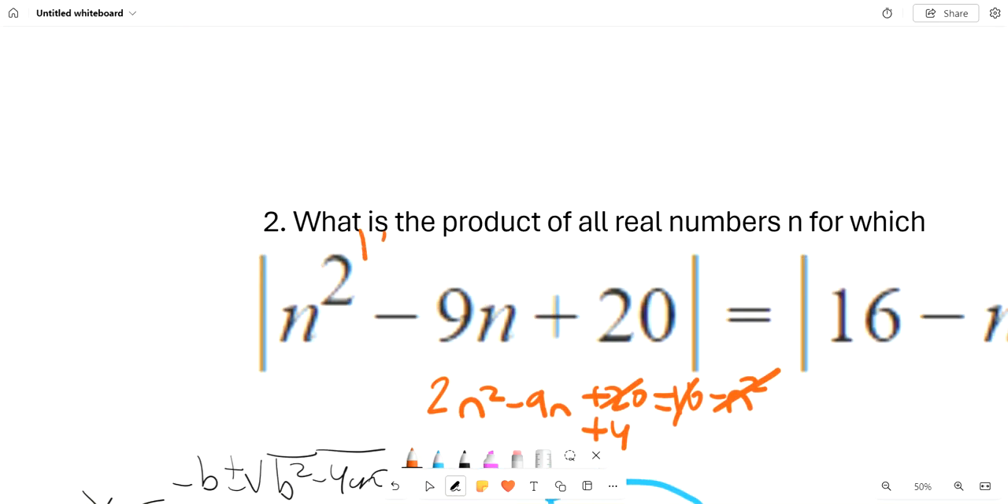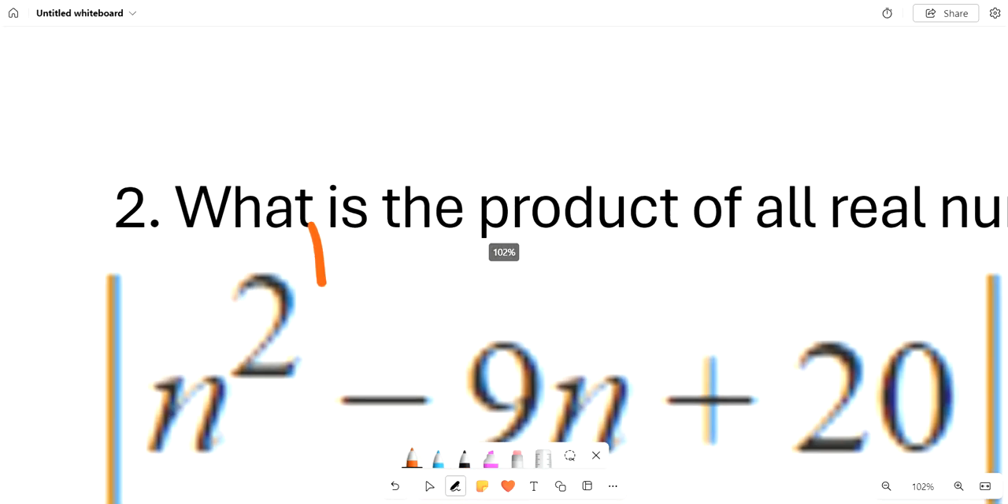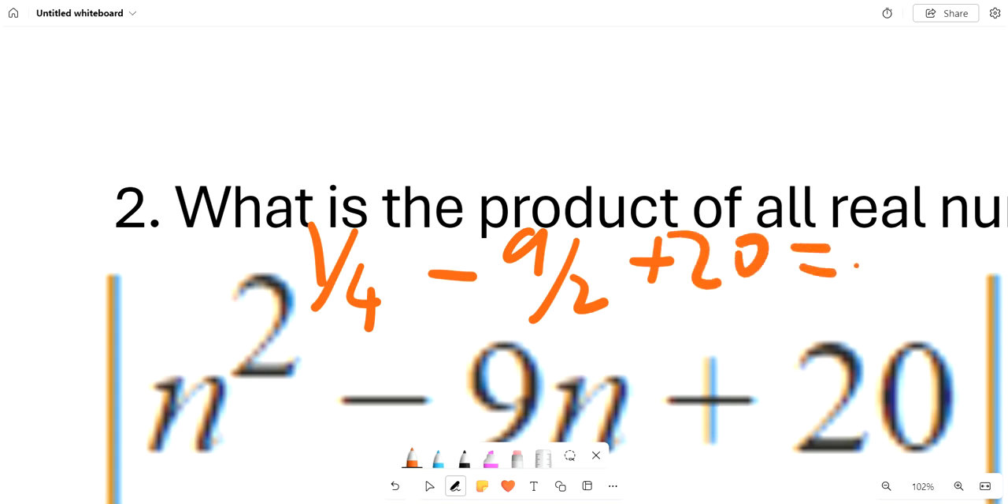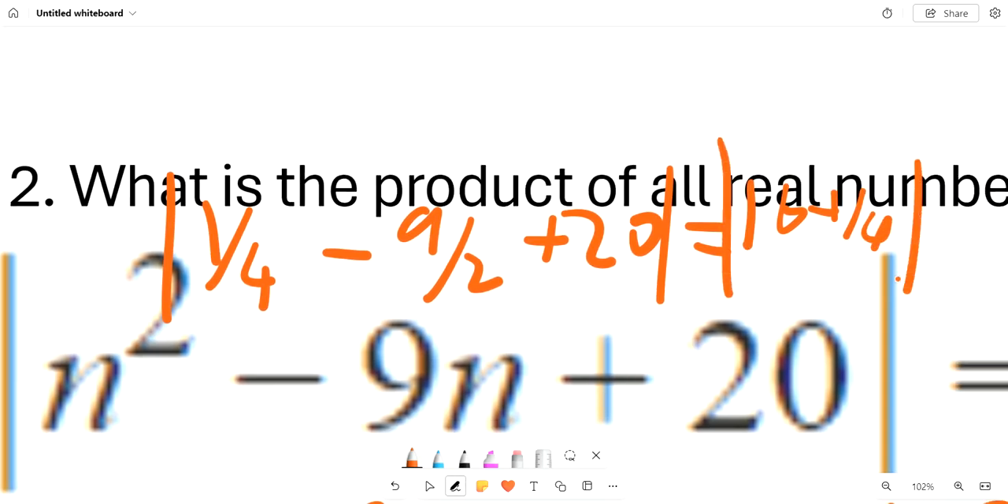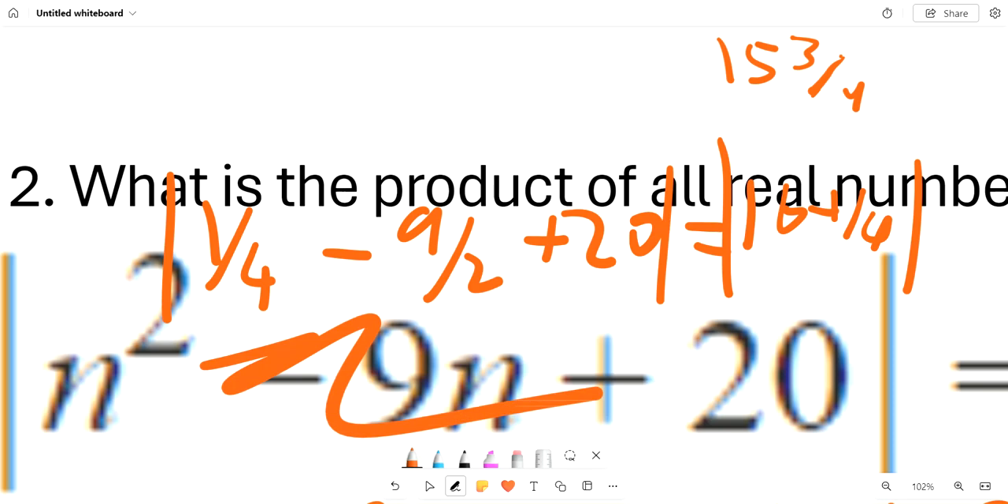So this is just 1 over 4, 1 over 4 minus 9 over 2 plus 20 equals 16 minus 1 over 4. And then we can see that this is just 15 3 over 4. And this one over here is also 15 3 over 4.